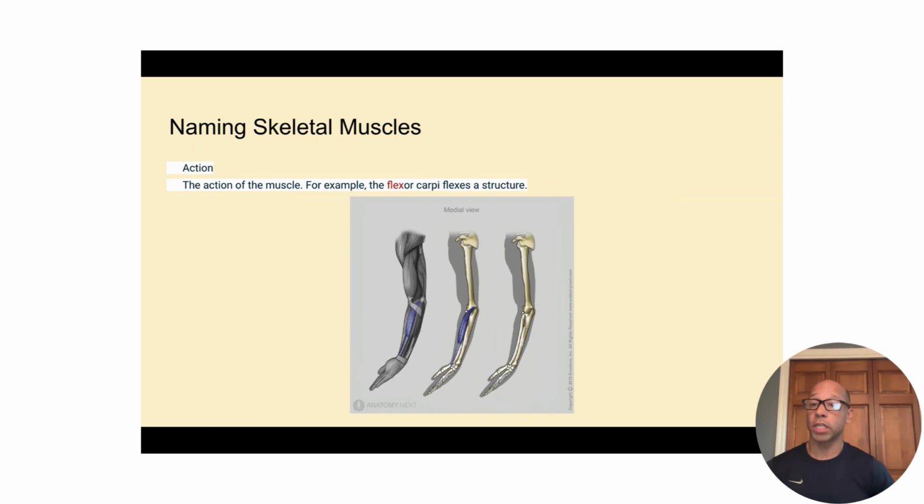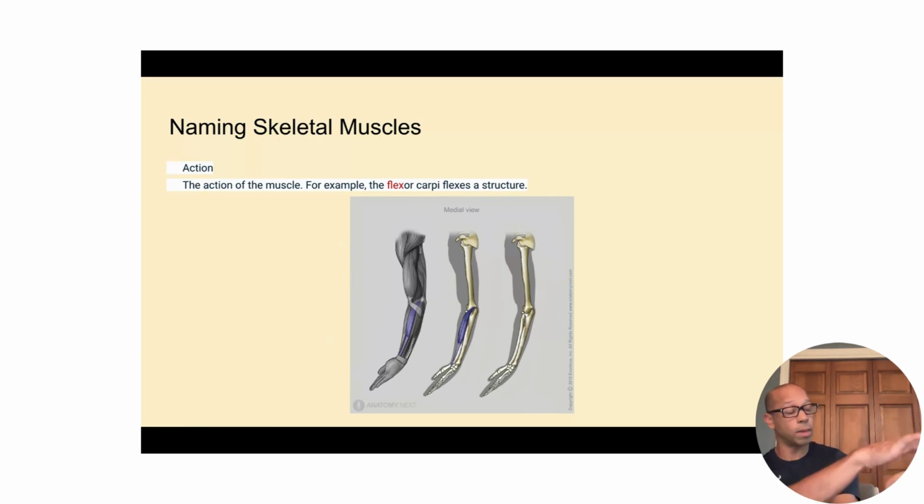And then maybe according to their action as well. If you see something that says flex or extend, that means that muscle flexes a joint or extends the joint. So for instance, this action of the flexor carpi, this is the flexor carpi in the front of the arm. There's also extensor carpi on the back of the arm that you'll see later. The flexor carpi radialis here flexes our wrist.